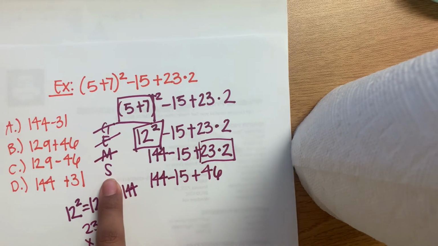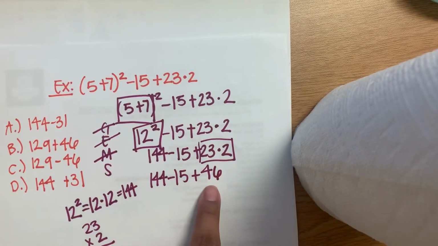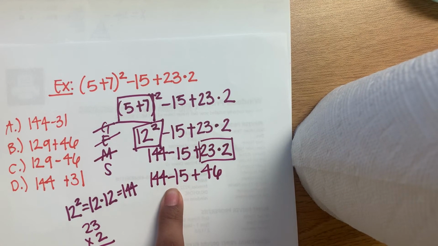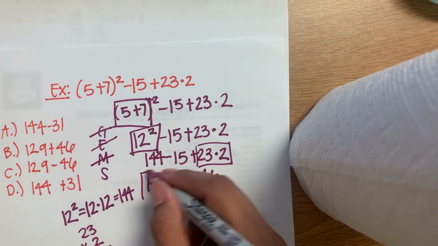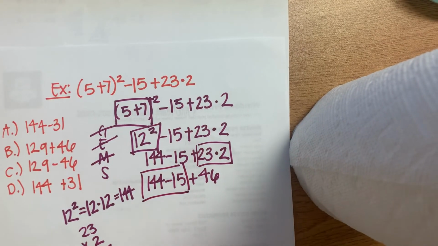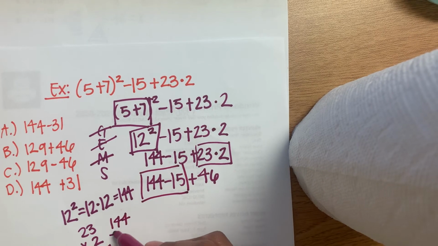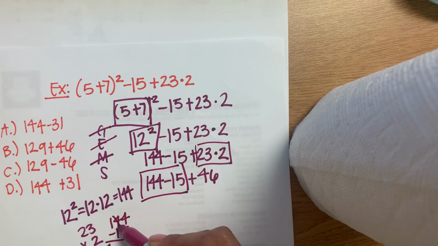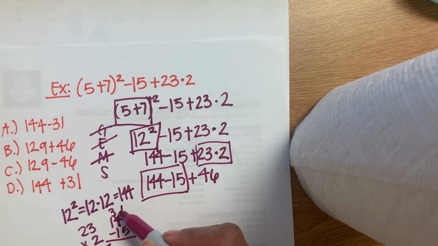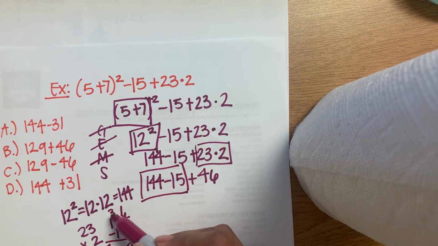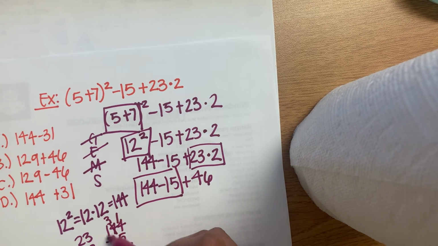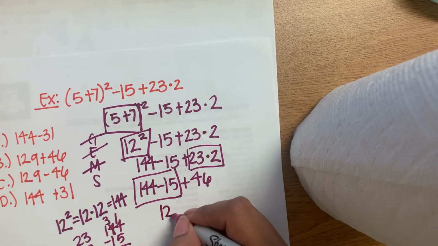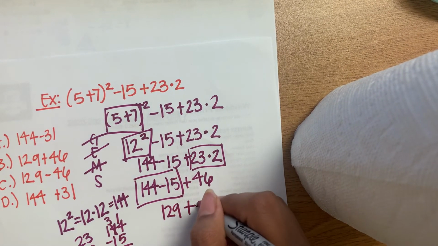Now let's look at subtraction and addition. I have both, but remember these are solved from left to right. So whatever comes first is what I am solving first. 144 minus 15. Show your work off to the side. 14 minus 5 is 9. 3 minus 1 is 2, and I bring down my 1. I now have 129 plus 46.